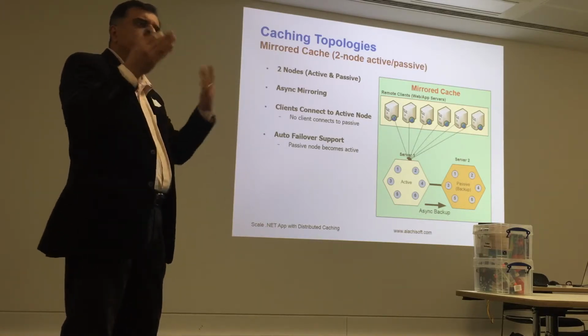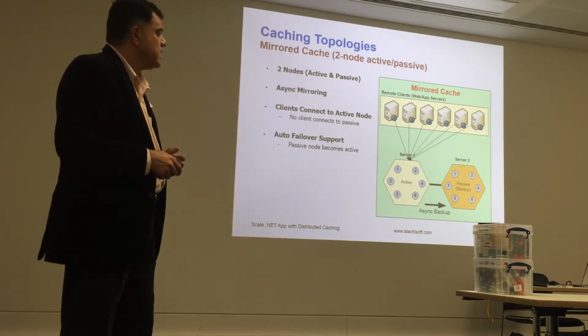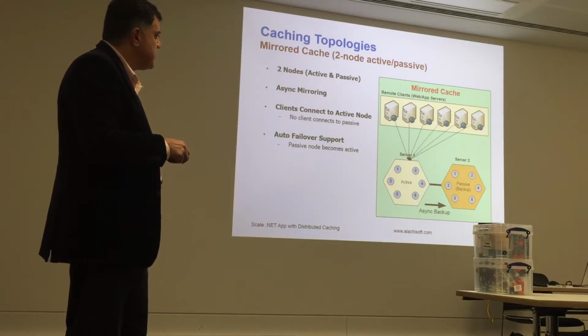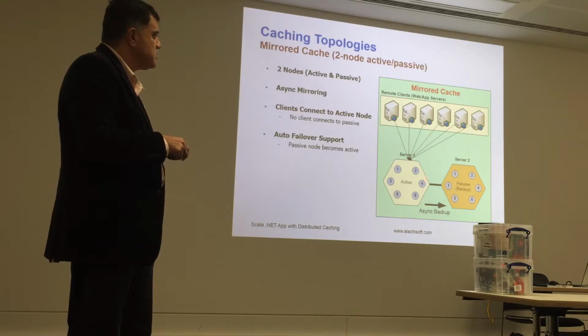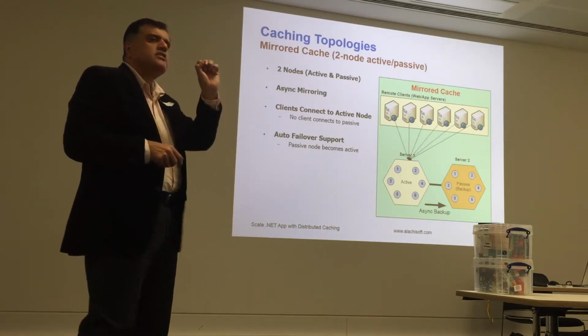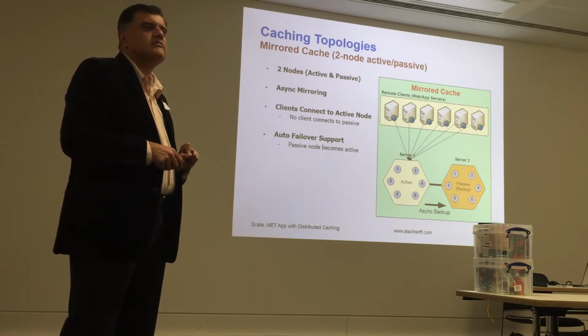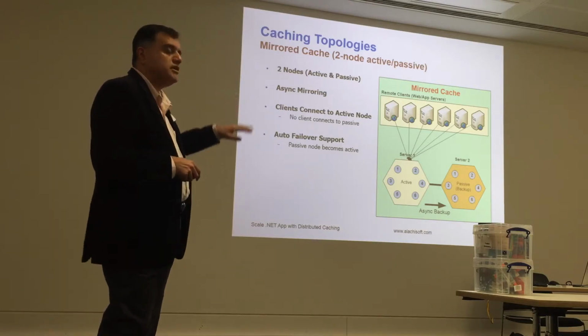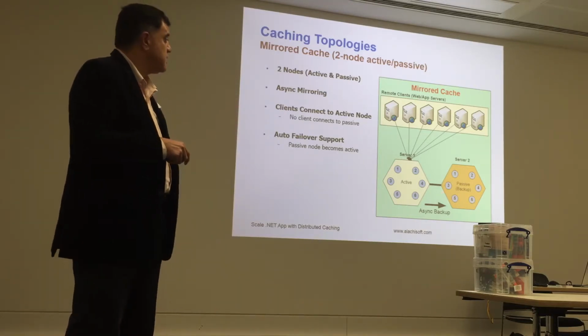You know, a typical mirroring, right? So there's an active, there's a passive. Whatever you update on the active is asynchronously backed up to the passive. That means if the active node goes down, there's a slight chance that you will lose some of the data. If it crashes abruptly, you may not, but there's at least a chance.